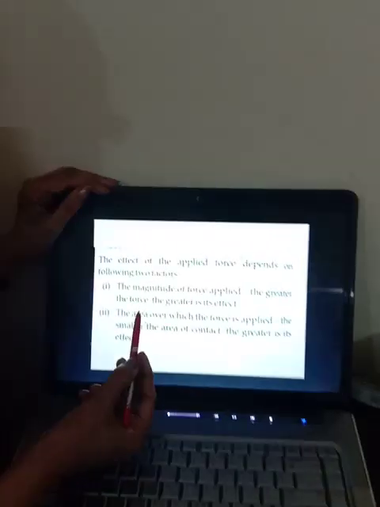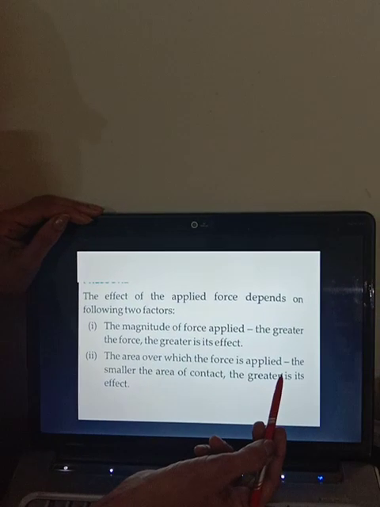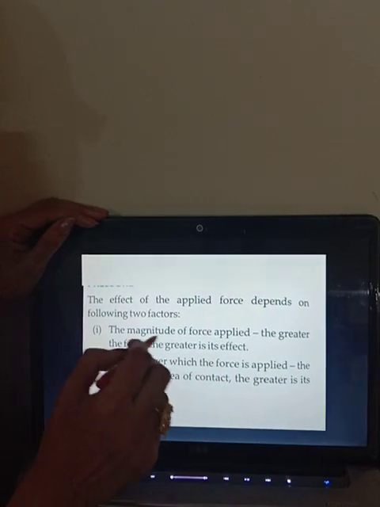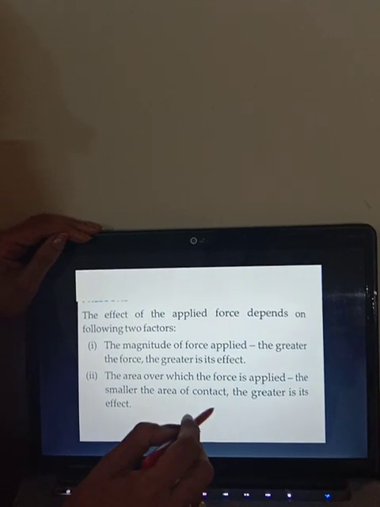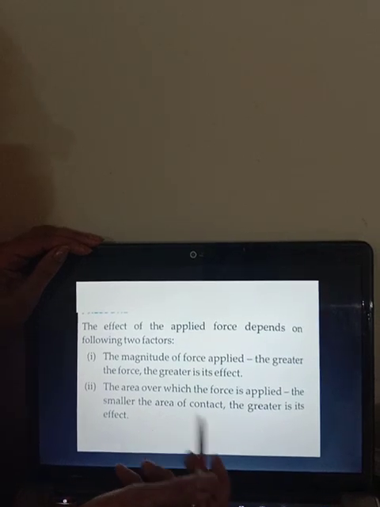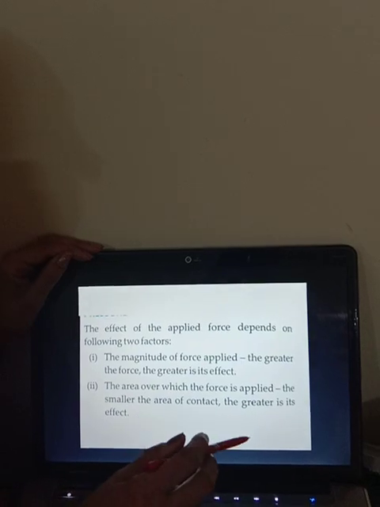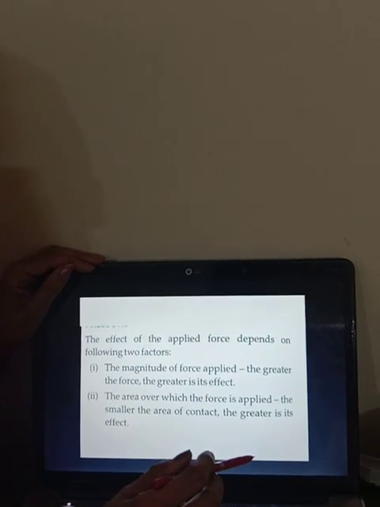And the second factor is the area over which the force is applied. Here pressure is inversely proportional to area. The smaller the area of contact, greater is the effect, and larger the area in contact, lesser will be the effect. So pressure depends upon two factors: one is the applied force and second is the area of contact.